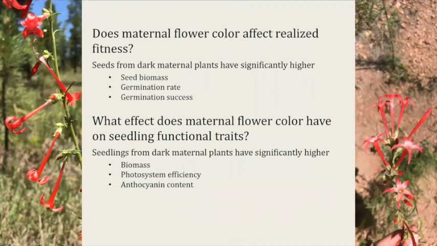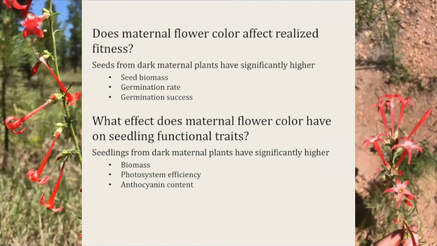Maternal plants experiencing high UV levels could upregulate production of anthocyanin in order to minimize UV damage. This particularly high concentration of anthocyanin in dark red maternal plants could then be transferred into seeds during development, producing both seeds and seedlings with higher anthocyanin content.